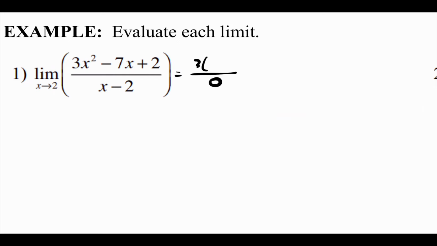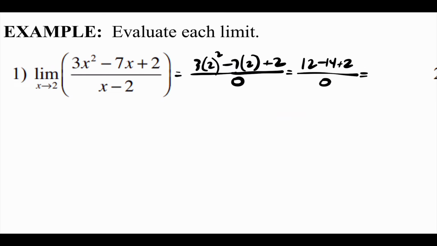So I get 3 times x squared minus 7 times x plus 2. 2 squared is 4, times 3 is 12, minus 14 plus 2. That's going to be 0. So 0 over 0. Whether you do that in your head or like I did, always check first. Indeterminate form. Once you get that, then it's okay to use L'Hopital's rule.